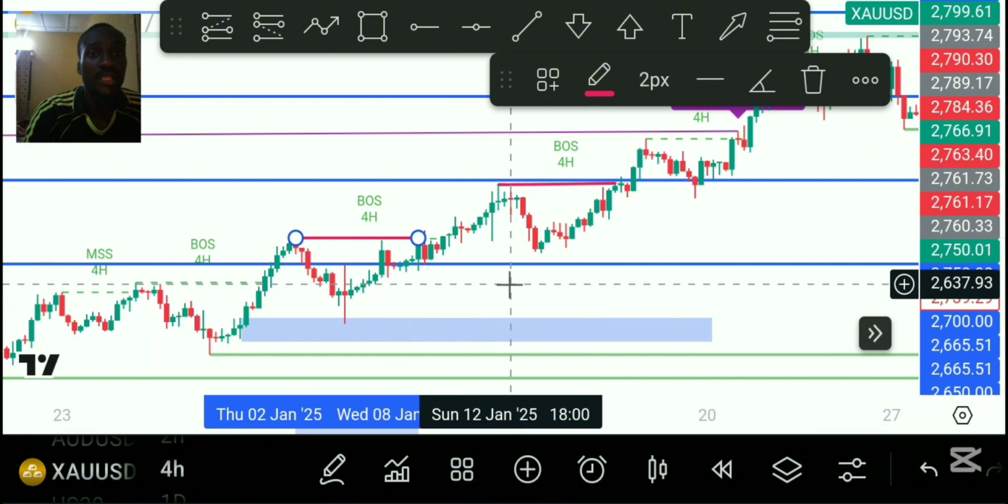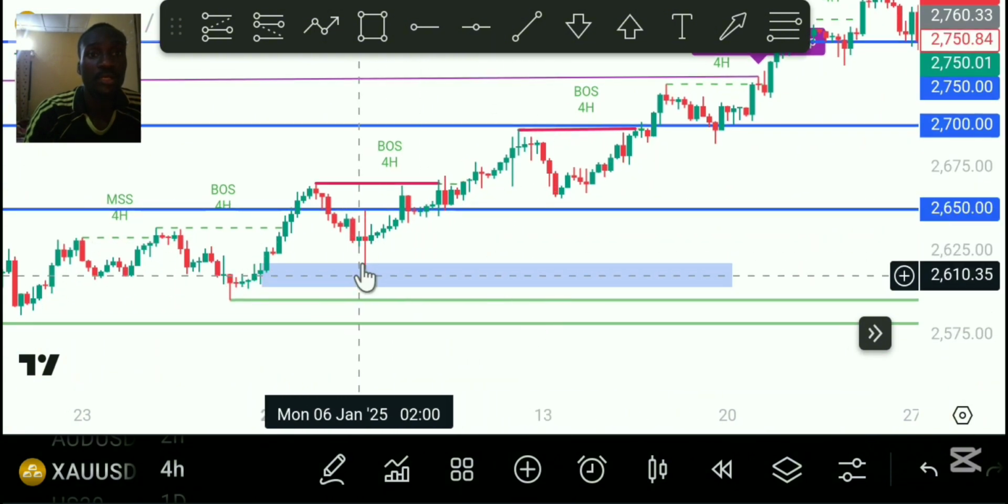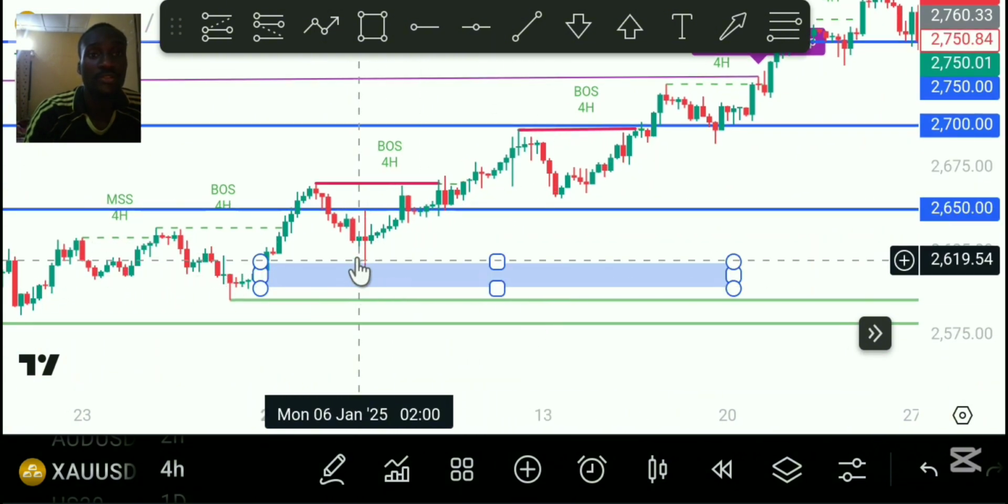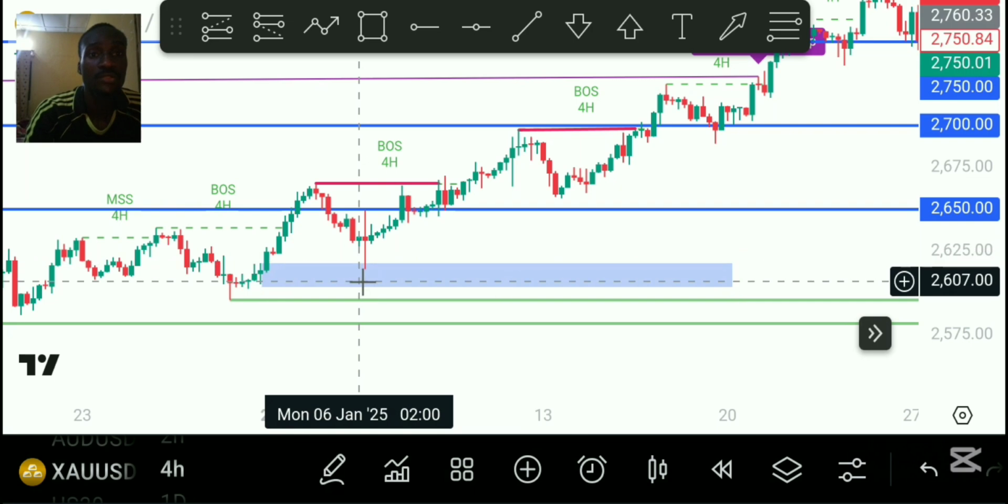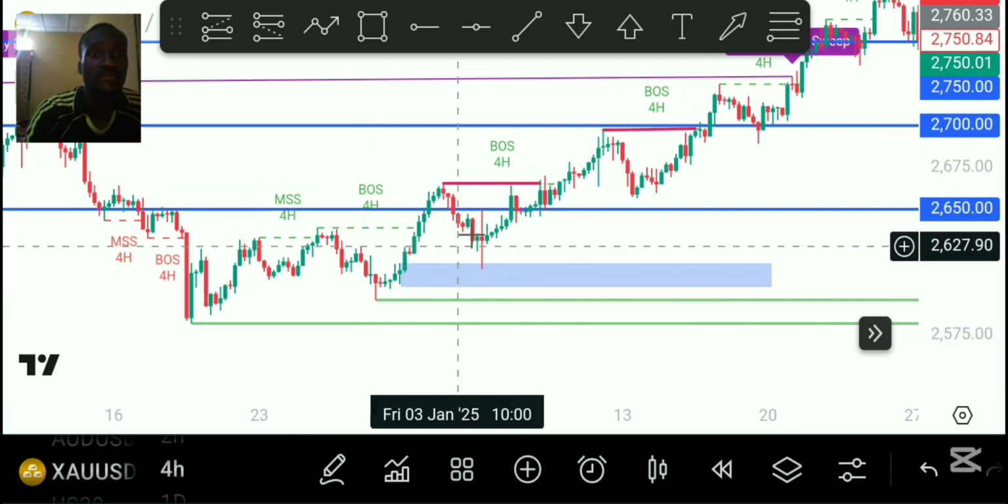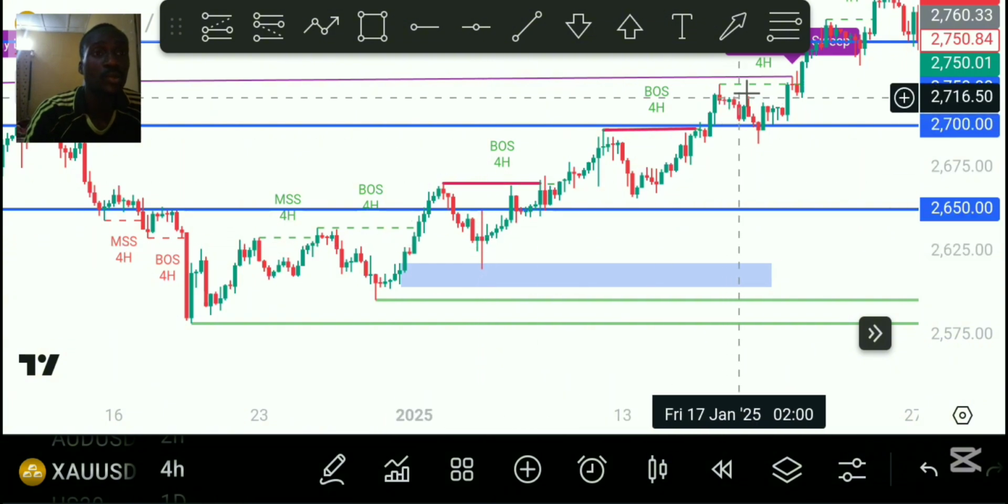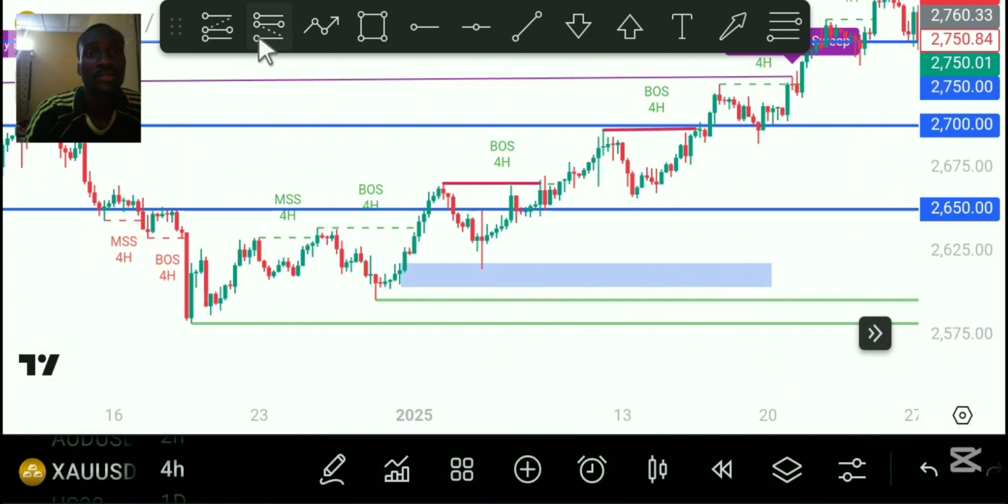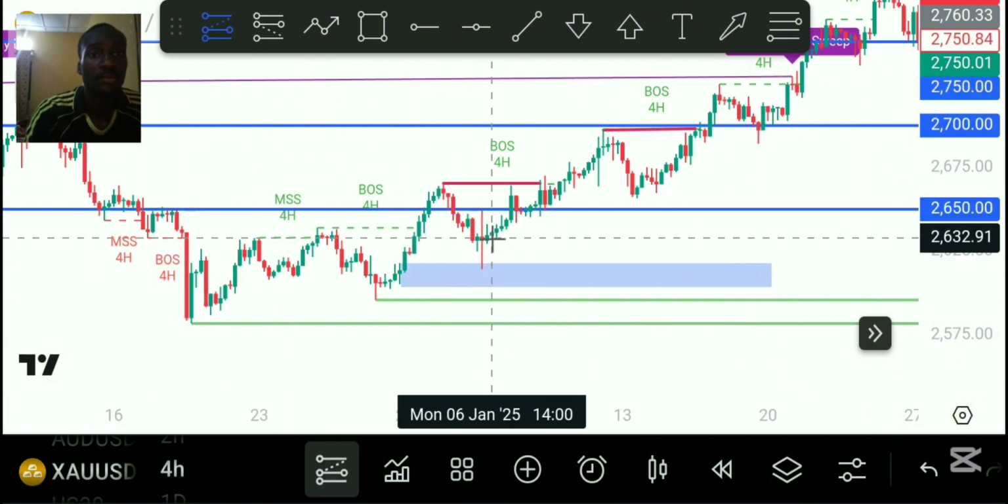So you can see the market came back and tapped into my order block. That's my area of interest, my demand zone. It taps into it and begins to buy. If I got in from here, around here, and held on to this long, only God knows how much I'd be making. But no, I don't do that.